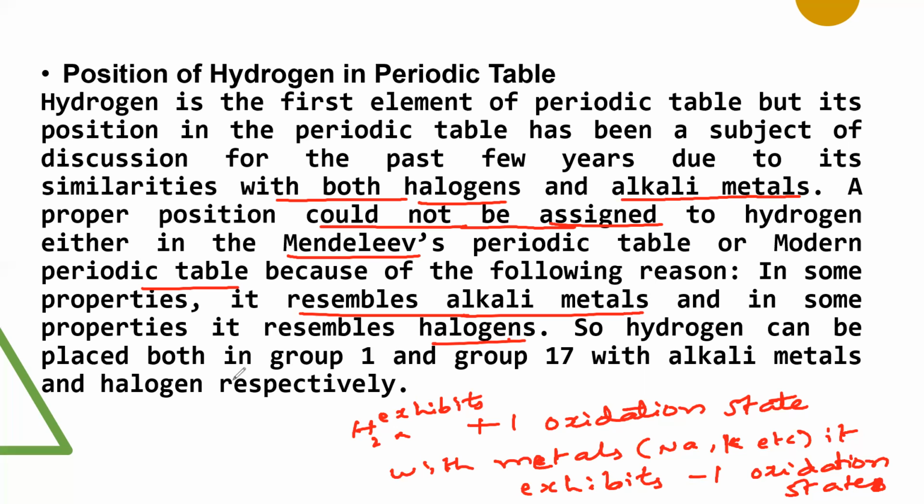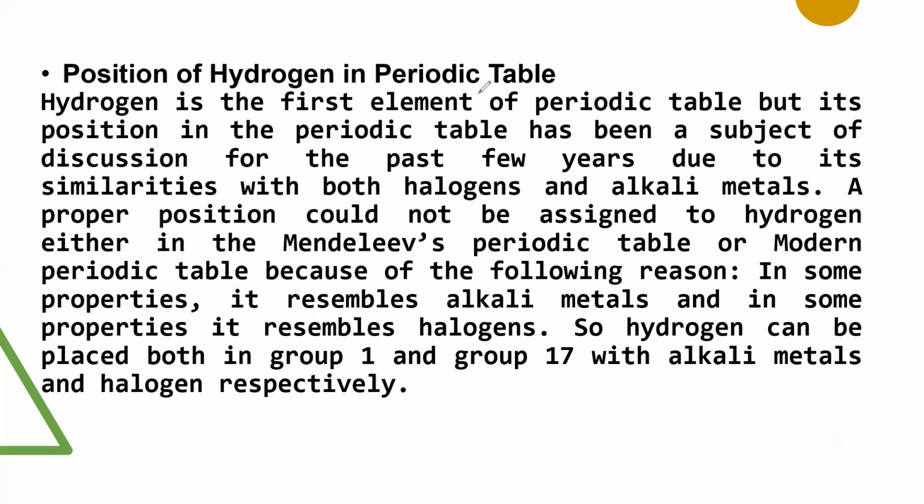So hydrogen can be placed both in group 1 and group 17, with alkali metals and halogens respectively. Already we know group 1 is alkali metals and group 17 is halogen elements. So due to certain similarities of properties, either physical or chemical, with alkali metals and group 17 elements, hydrogen's place is not yet resolved till now, either in Mendeleev's periodic table or in the modern periodic table. So this is the position of hydrogen in the periodic table. It's a very important discussion.